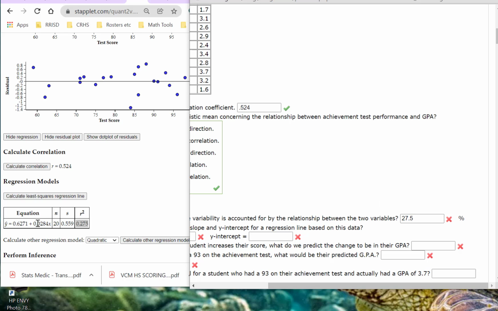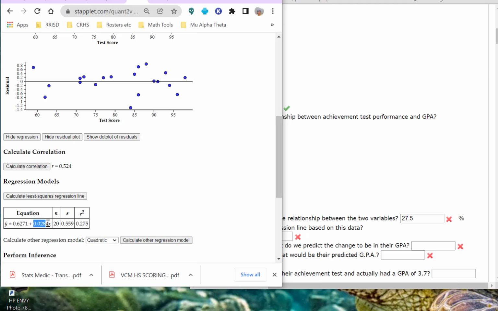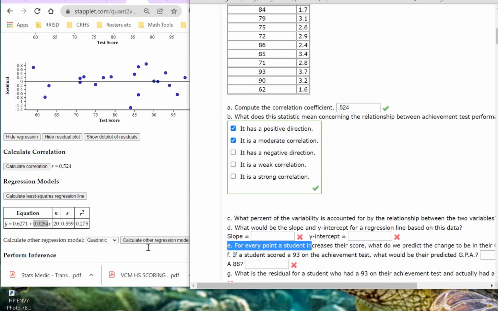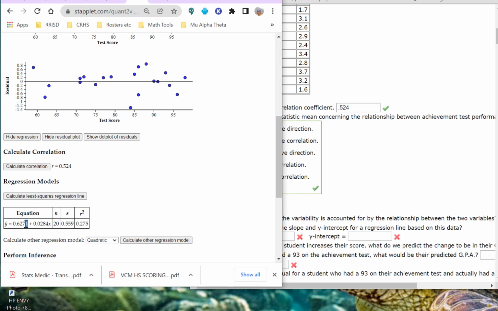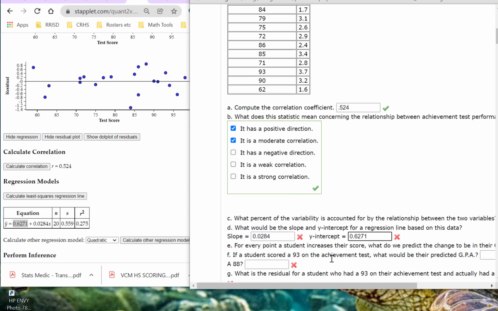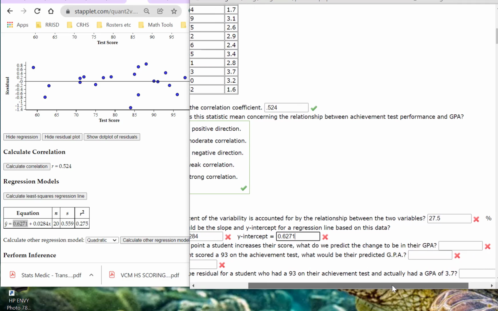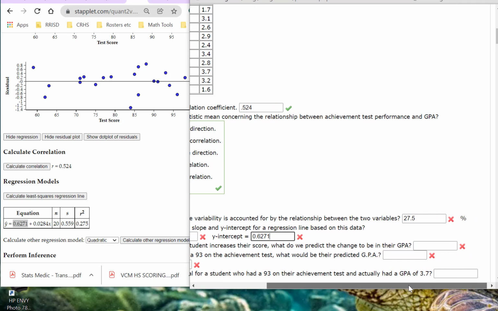Then the slope is the number in front of x. The reason I use slope is I saw the y-intercept. They asked what would the slope be and what would the y-intercept be? Right there. And for every point a student increases their score, what do we predict the change to be in their GPA? That is just the slope, okay?